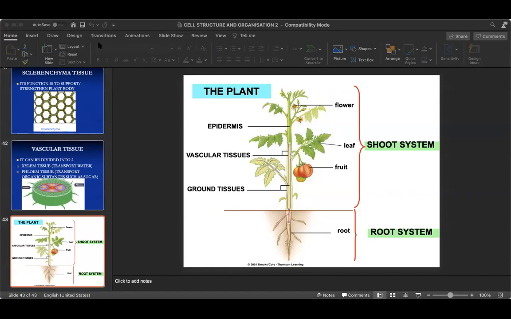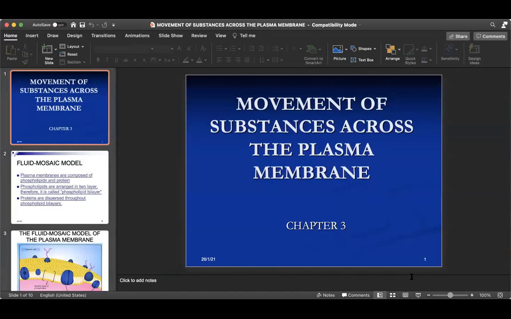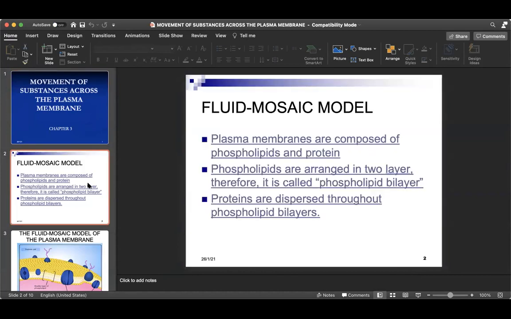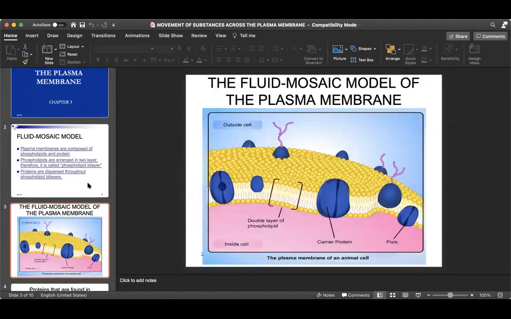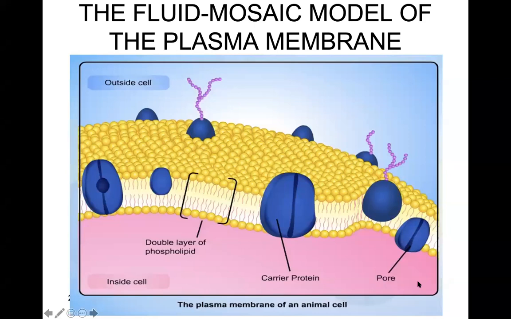Okay, let me see. The next one is this chapter: the movement of substances across the plasma membrane. Okay, guys. This is how the plasma membrane looks. Let me make it bigger. So this is how the plasma membrane looks.